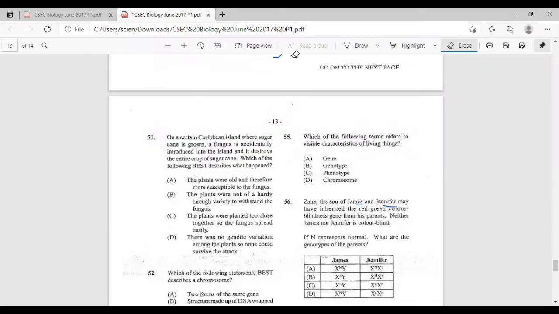51. On a certain Caribbean island where sugar cane is grown, a fungus is accidentally introduced into the island and it destroys the entire crop of sugar cane. Which of the following best describes what happened? So we have A, the plants were old and therefore more susceptible to fungus. B, the plants were not of a hardy enough variety to withstand the fungus. C, the plants were planted too close together so the fungus spread easily. And then D, there was no genetic variation among the plants, so none could survive the attack. So the best option is definitely D.